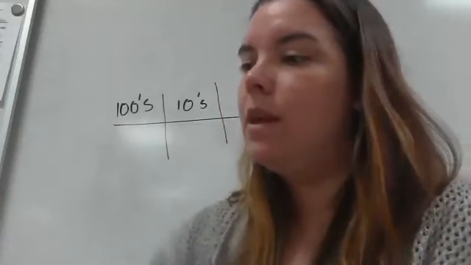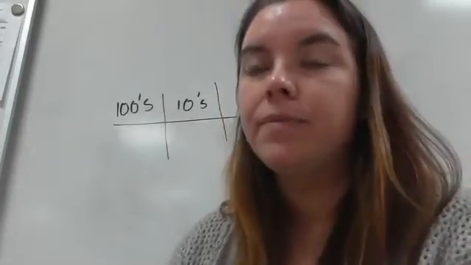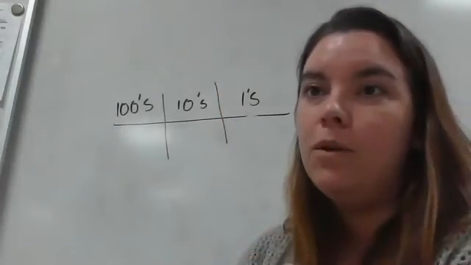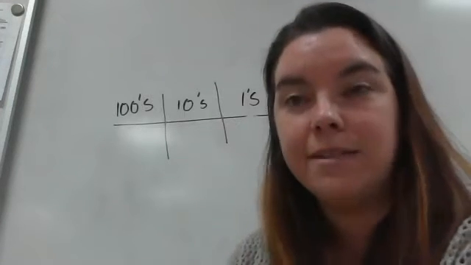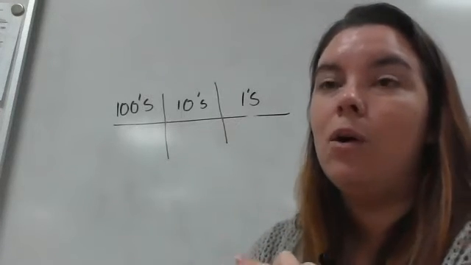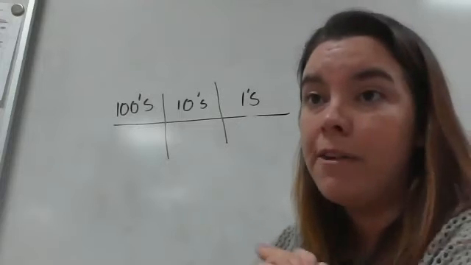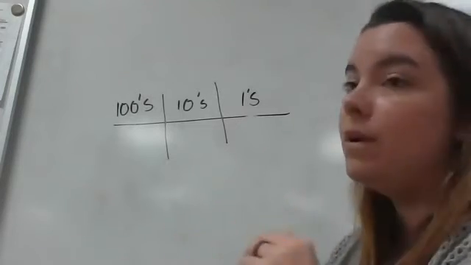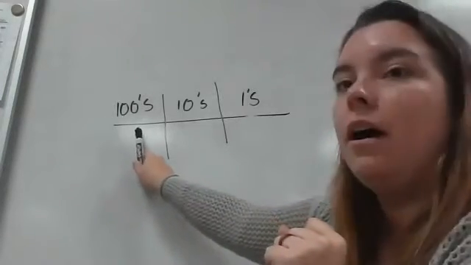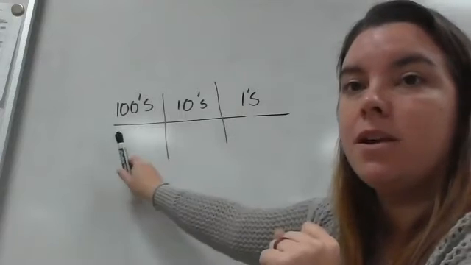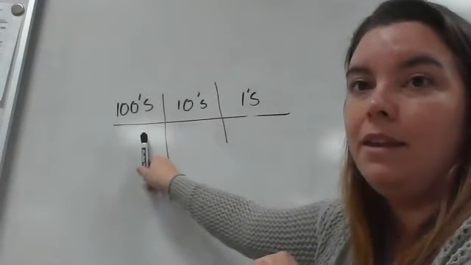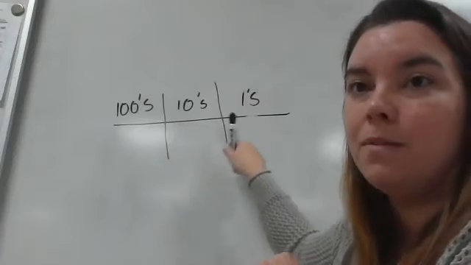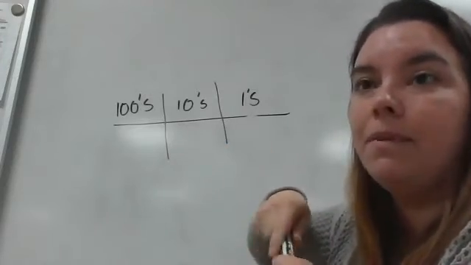Okay, so every number has a value, and where that number is placed, which is why it's called place value, tells you how much that number is worth. What we've been talking about is hundreds, tens, and ones, and it is always in this order. The hundreds will always be in this spot, the tens will always be in this spot, and the ones will always be in this spot.